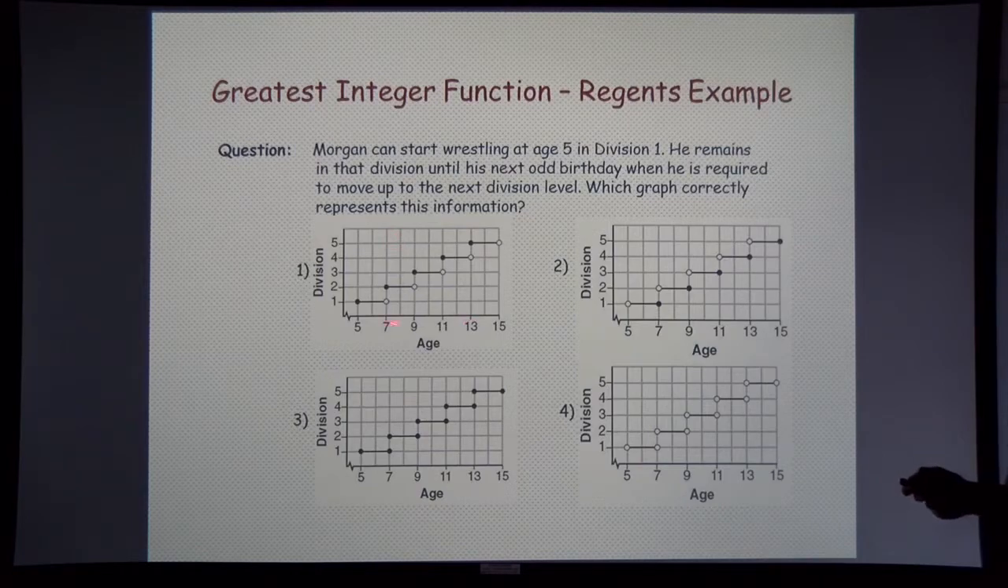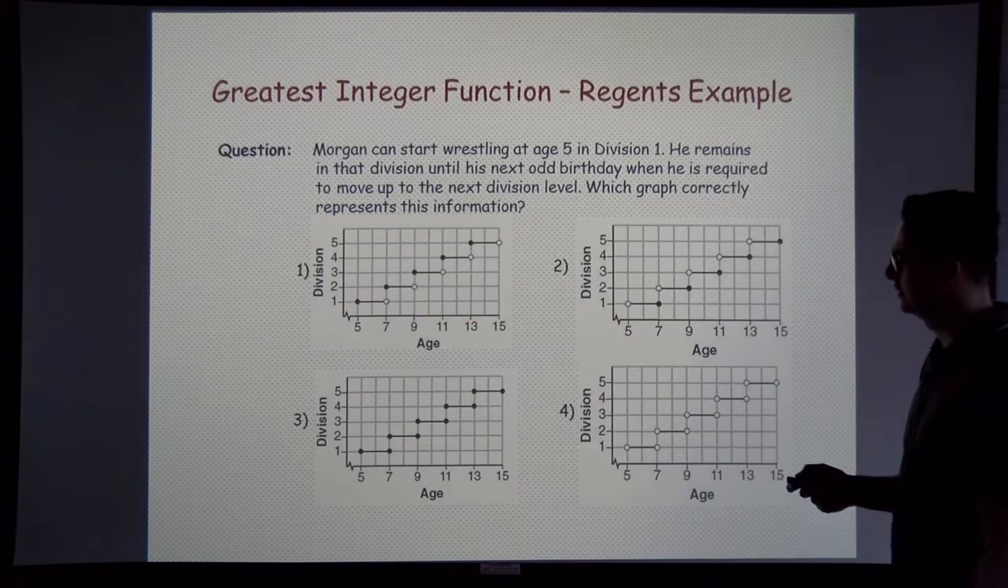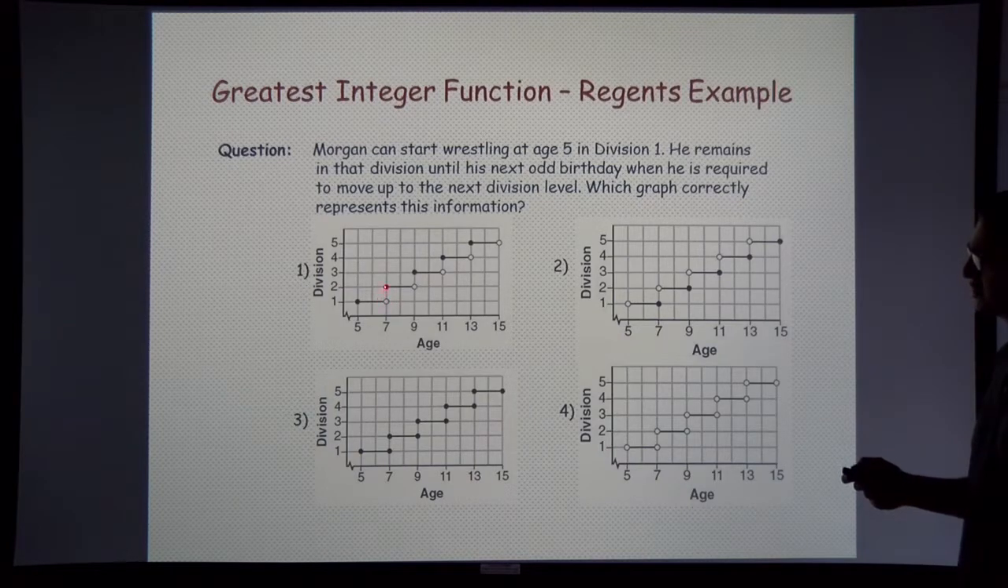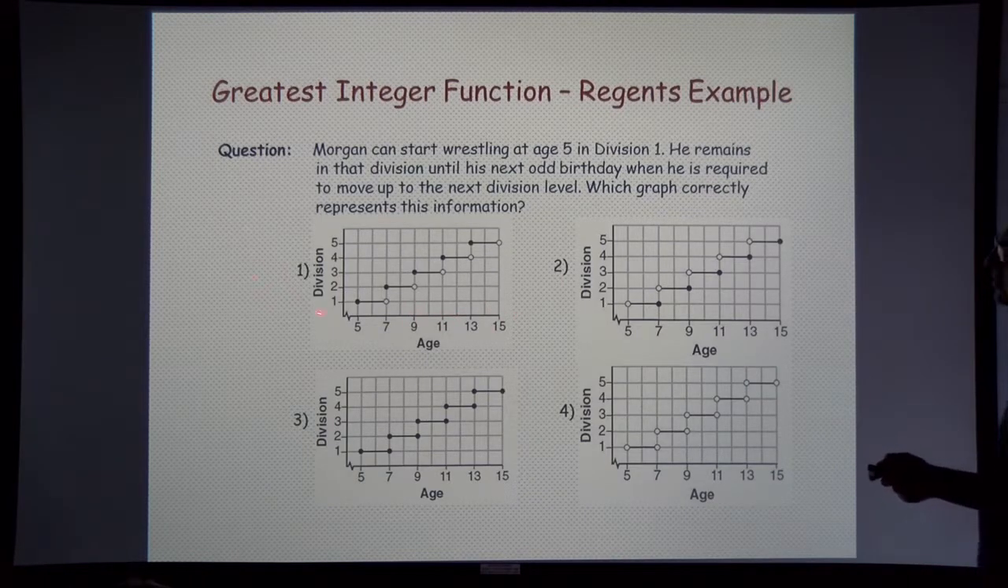Choice 1, which would be our correct answer, you notice that when he turns age 7, he drops out of his first division and moves up to the second division. So on and so forth, when he turns 9, 11, 13, and 15, he's increasing his divisions.